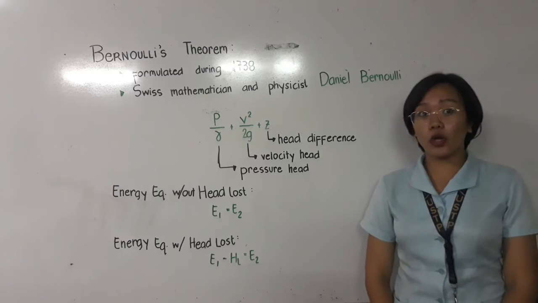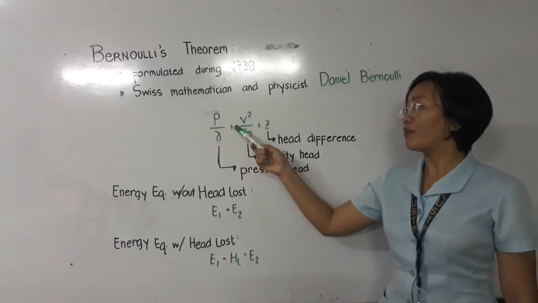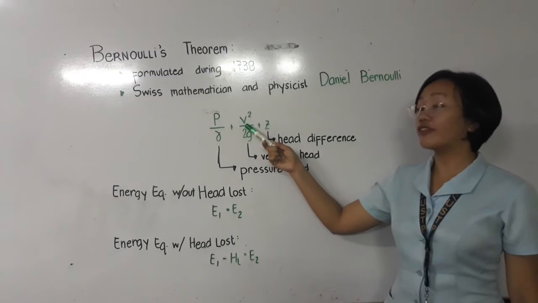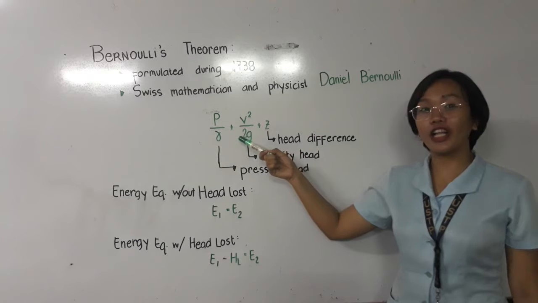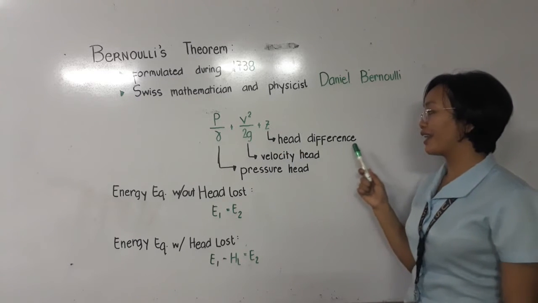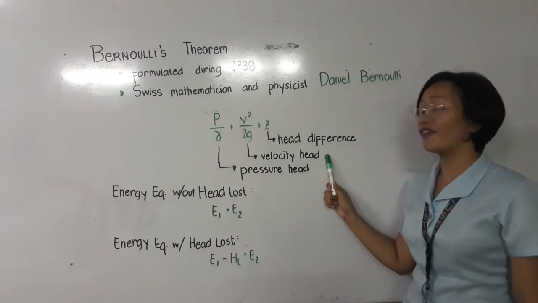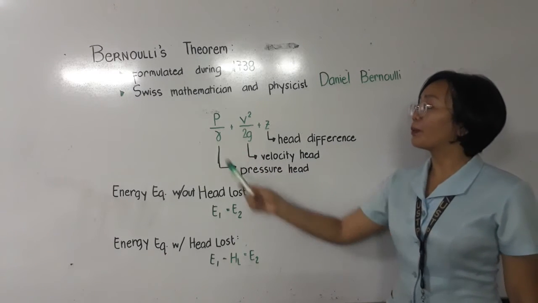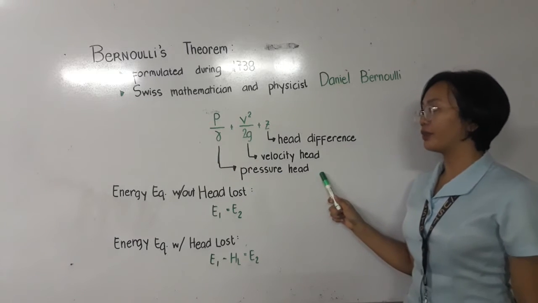Bernoulli's equation goes: pressure over the unit weight of fluid, plus the square of velocity over 2 times the value of gravity, plus z, where z is called the head difference, v squared over 2g is what we call the velocity head, and the pressure over the unit weight of fluid is the pressure head.